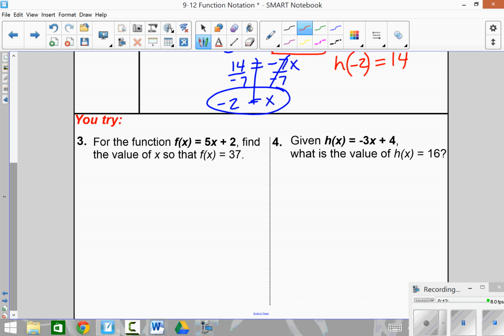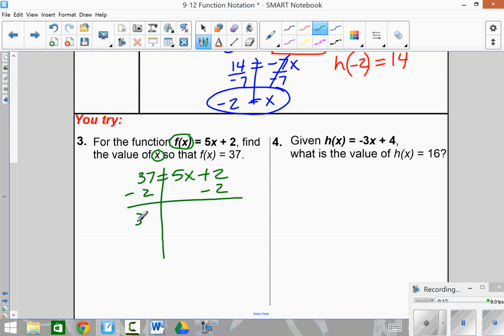See if you can go ahead and give the bottom two problems a try. Pause it, and I'll explain them to you and see if you got them correct. Okay, let's see how you did here. For the function f of x equals 5x plus 2, find the value of x, so you're finding x, so that f of x equals 37. So they're telling you this piece right here, f of x, it equals 37. So let's replace that with a 37, the entire thing. It doesn't say x equals 37, it says f of x equals 37. And on the other side is 5x plus 2. You should have done the math, so subtract 2 and divide by 5. You should have gotten x equals 7.